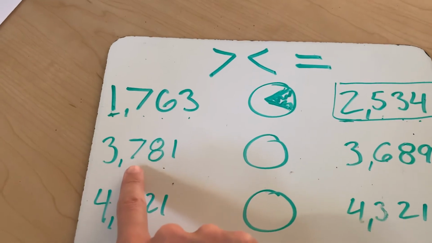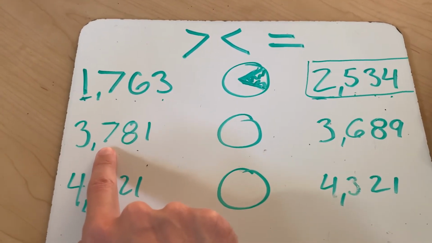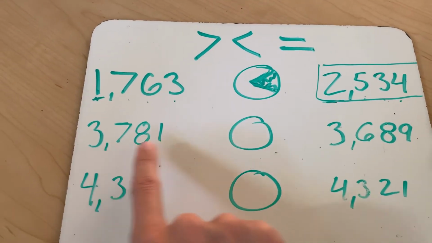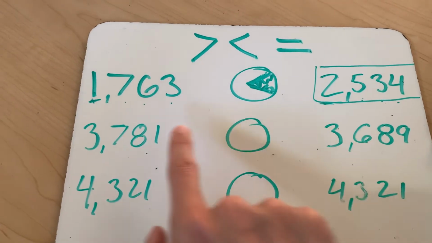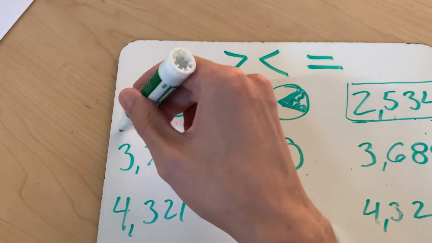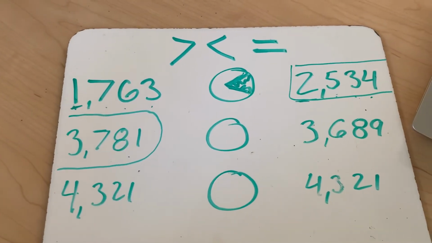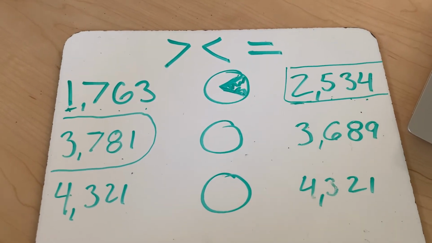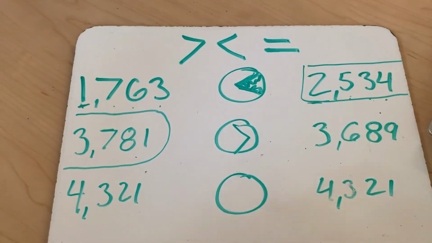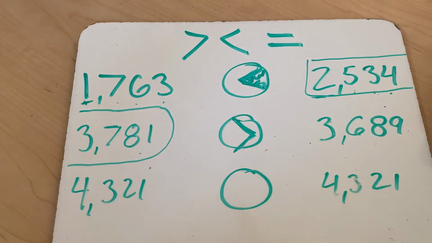So now we want to look in the hundreds place. We move over one place, look in the hundreds. Here we have a 7, and this one we have a 6. Which number is greater, 7 or 6? 7 is the greater number. So again, that'll make that number, 3,781, greater than 3,689. So the symbol will look like that. We want the mouth open towards the greater number.